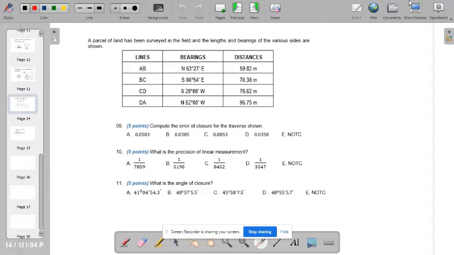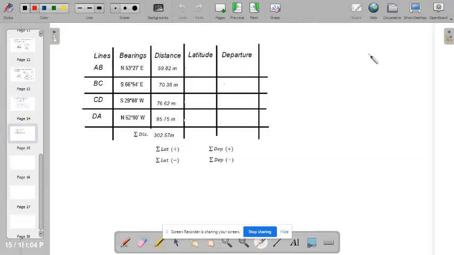The question is you have to compute the error of closure for the traverse. And then next, what is the precision of the linear measurement and what is the angle of closure. So let's solve the first one first. In order to get the error of closure, you have to compute the latitude and departure of each line. I already have the table which I prepared for the latitude and departure.